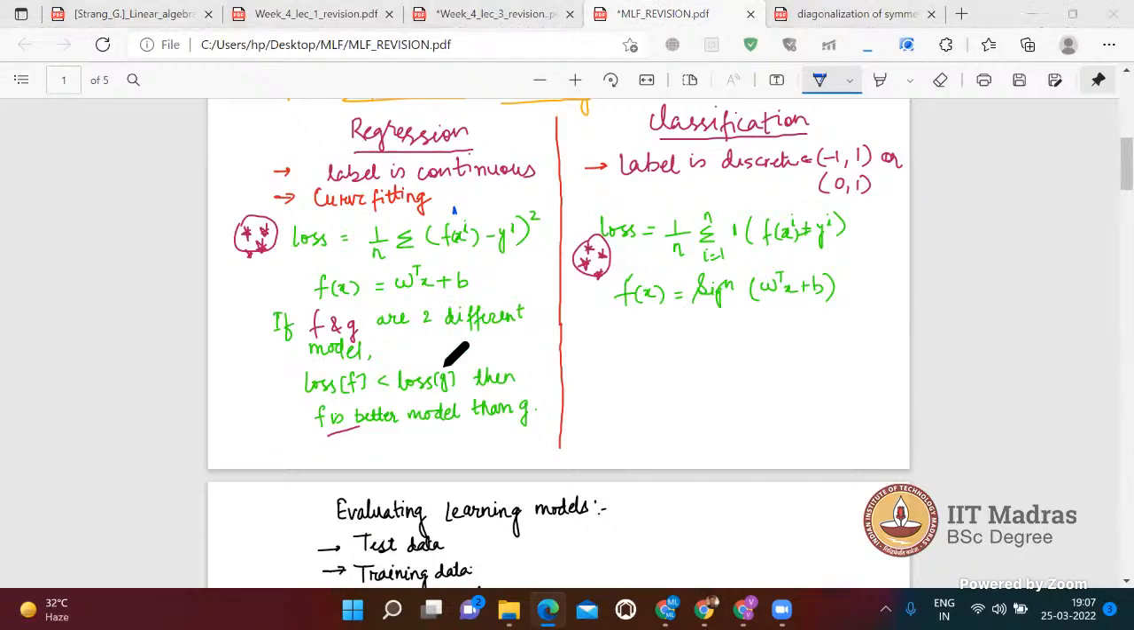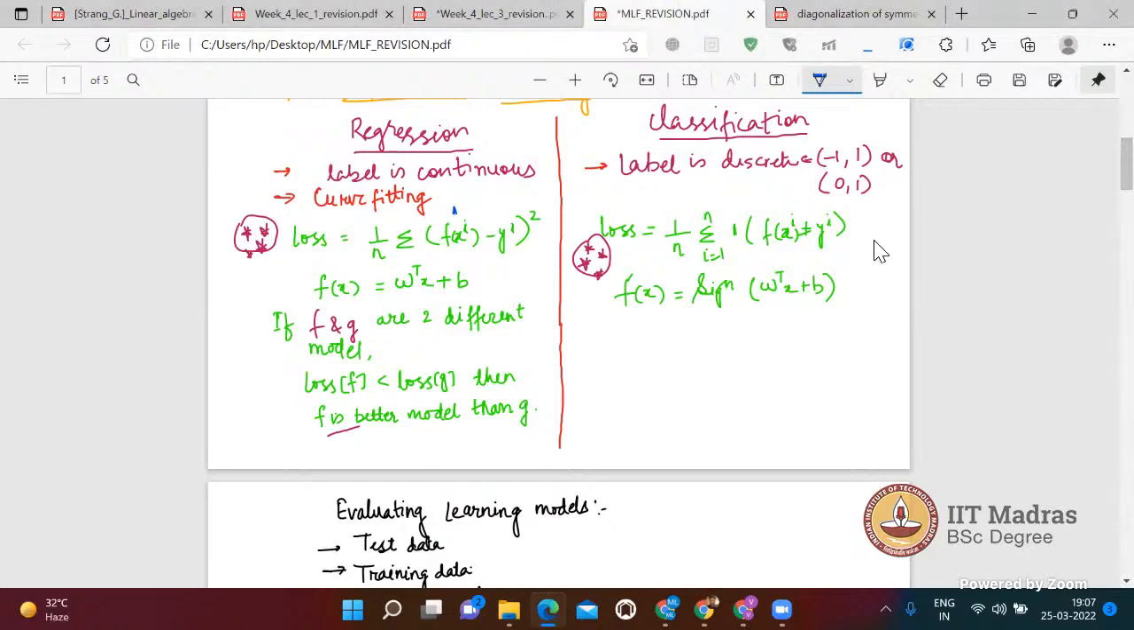Okay. And then if we have developed 2 models, F and G, and we calculate the loss, and if the loss for the F function is less than for the G function, then we can say F is a better one than G. So this simply implies that whichever model has the lower loss function will be the better one.